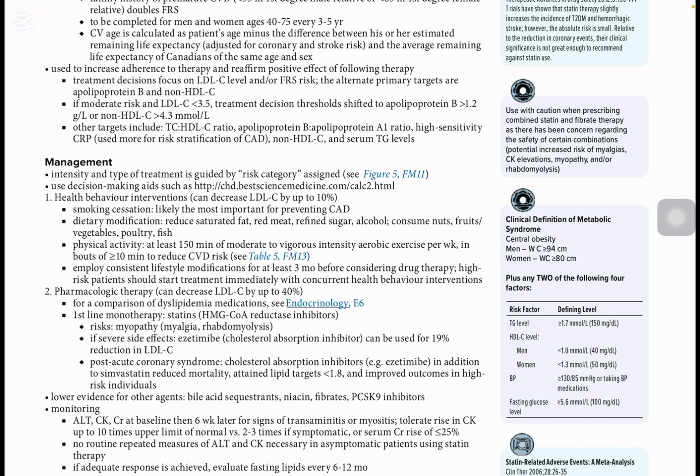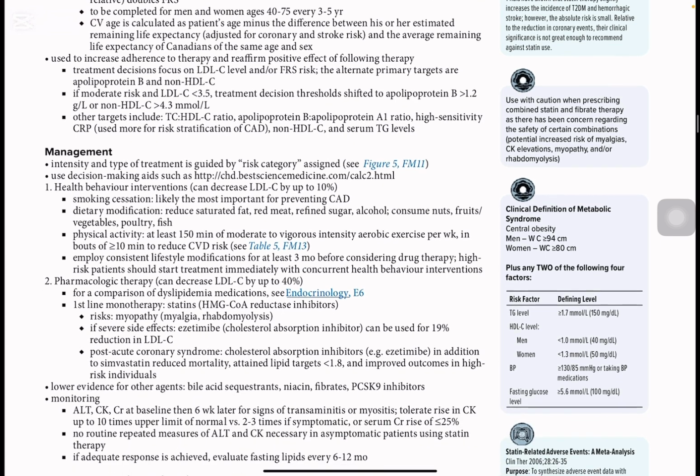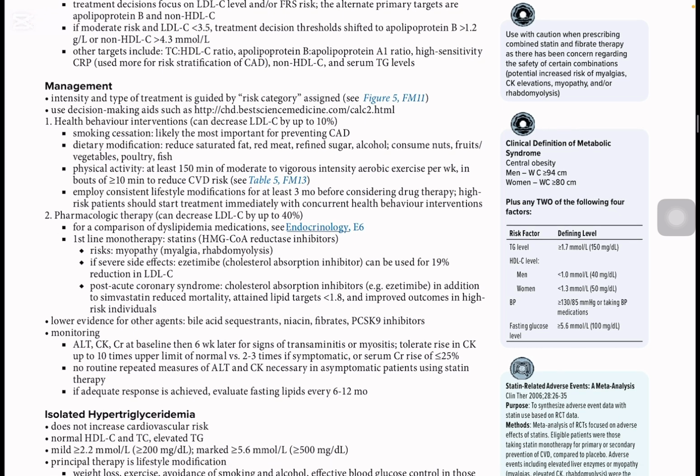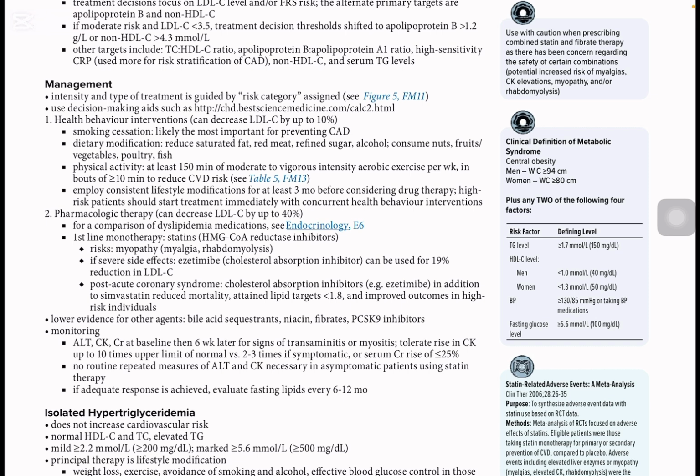Post-acute coronary syndrome, cholesterol absorption inhibitor ezetimibe in addition to simvastatin reduces mortality, attains lipid targets of less than 1.8 and improves outcomes in high-risk individuals. Lower evidence for other agents like bile acid sequestrants, niacin, fibrates, PCSK9 inhibitors. Monitor ALT, creatine kinase, creatinine. Why? You have to look for myopathy at baseline and 6 weeks, and later for signs of transaminitis, myositis. Tolerate rise in CK up to 10 times upper limit of normal if asymptomatic, versus 2 to 3 times if symptomatic. Or if the serum creatinine rises by less than 25%. So you need to understand this.